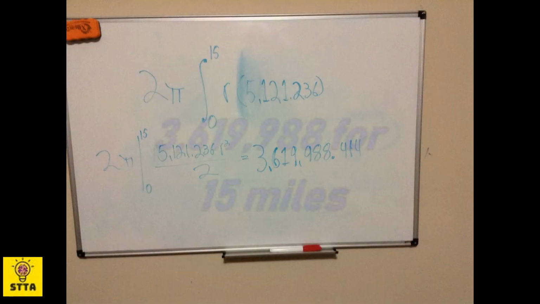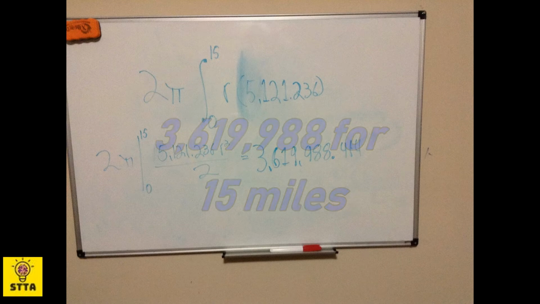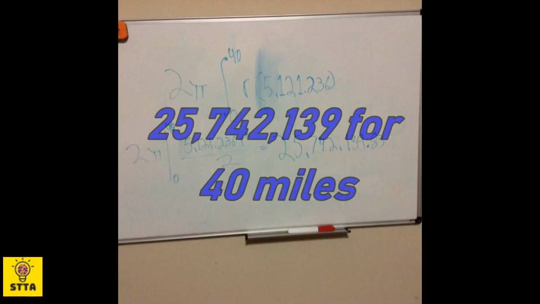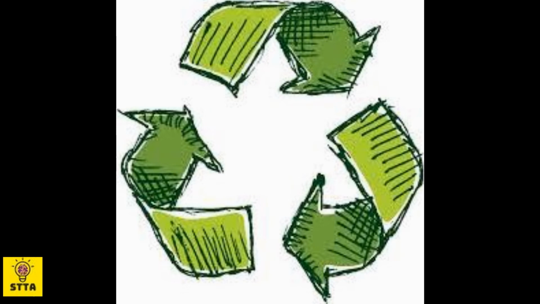Using pretty much the same procedures, the population for a 15-mile radius was determined to be 3,619,988.414, while that for the 40-mile radius turns out to be a whopping 25,742,139.83. And now let's get on to recycling.